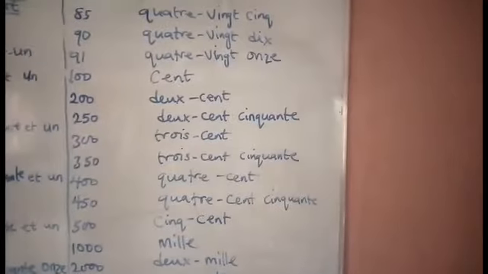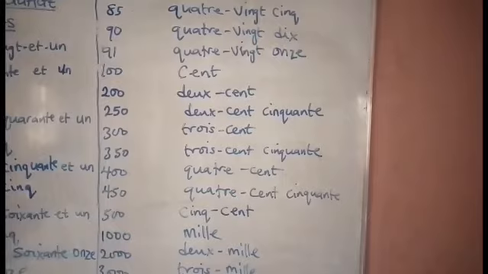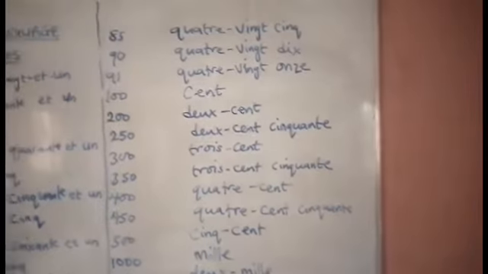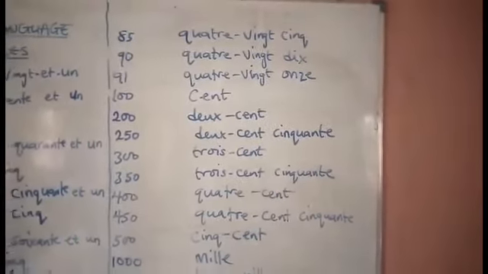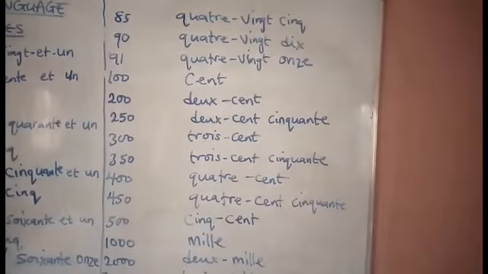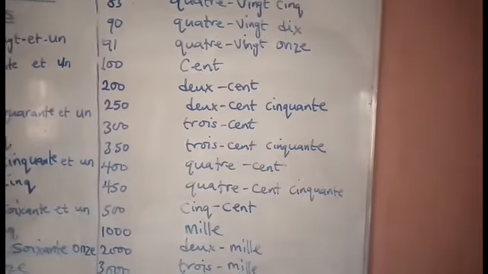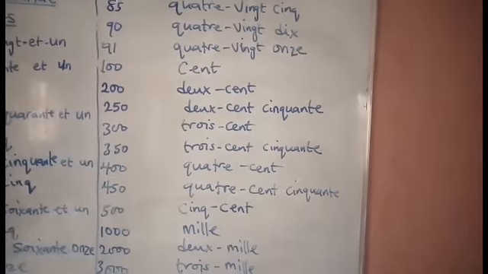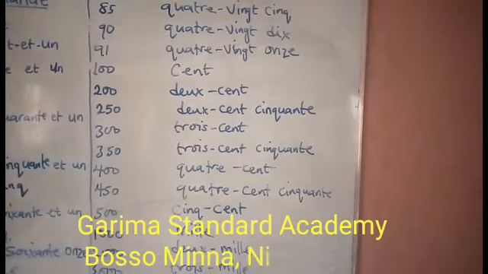At 100 we have cent. 101, cent un. 102, cent deux. 103, cent trois. 104, cent quatre. And it runs that way till 200. And at 200 we have deux cents. If 100 is cent, then 200 will not be cent but deux cent.